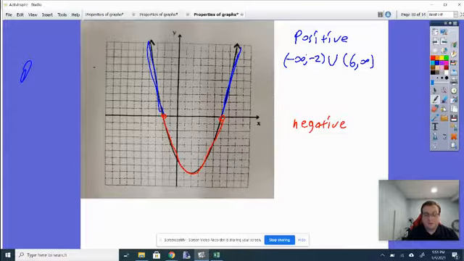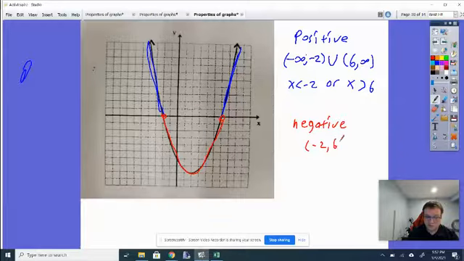For the other, we're going to say x is less than negative 2, again not including it, or x is greater than 6. For my negatives, we're going to go from negative 2 to positive 6, sorry. And this is the one that throws people off, okay? So x needs to be greater than negative 2, but it needs to be less than 6.